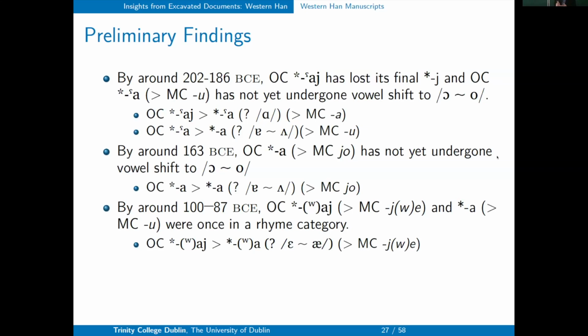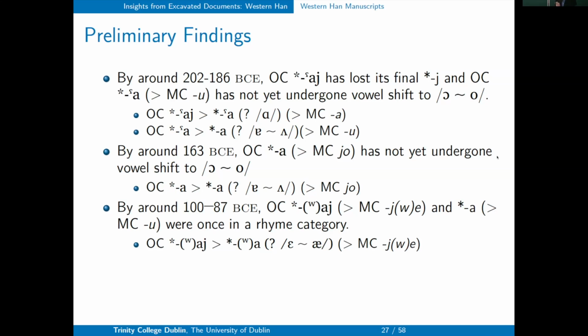So from these Western Han manuscripts, we can conclude that by around 202 to 186 BCE, all Chinese I and R in type A syllables had been in a single rhyme category. And by around 163 BCE, all Chinese R in type B syllables, which became Middle Chinese Y, hadn't yet undergone the vowel shift to R or O.